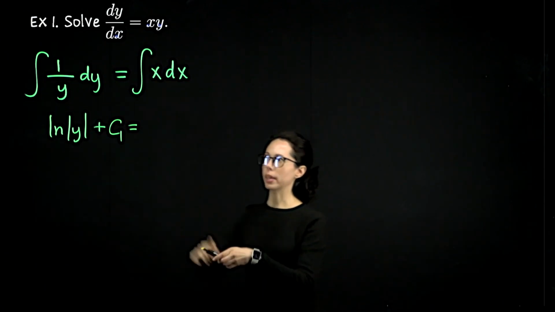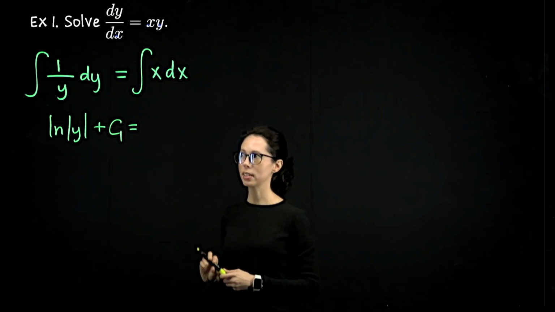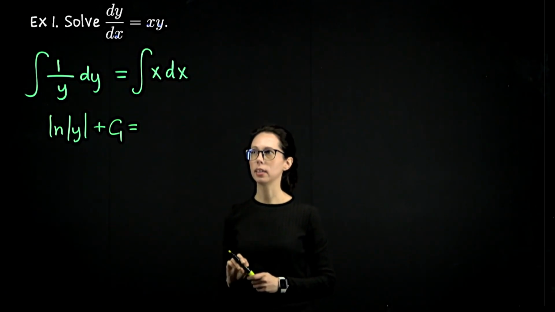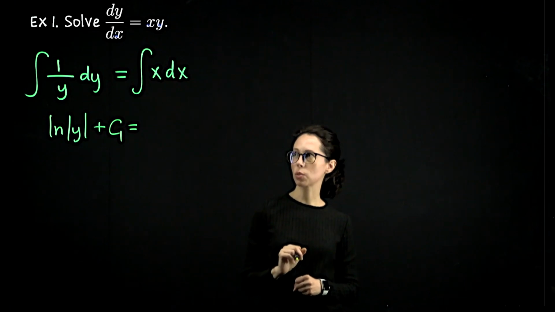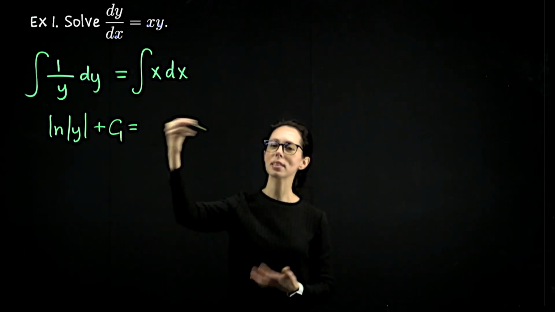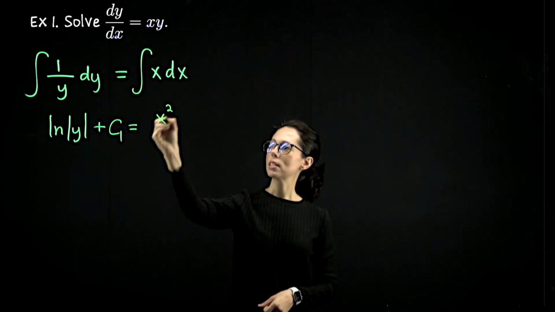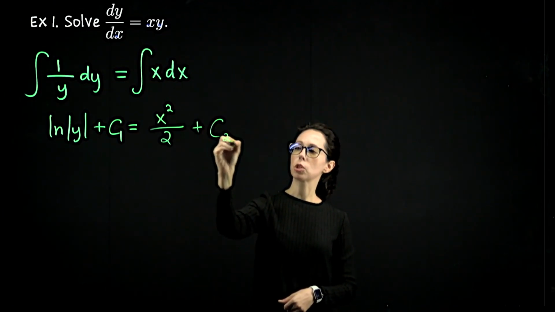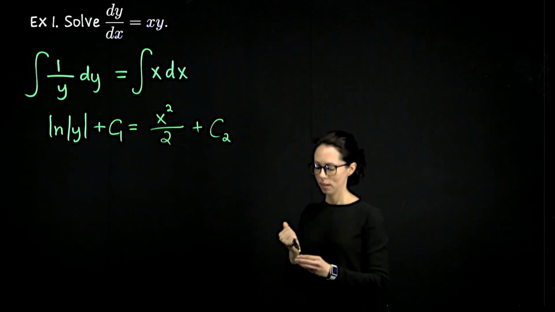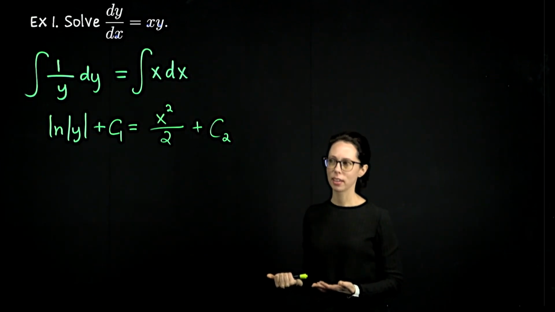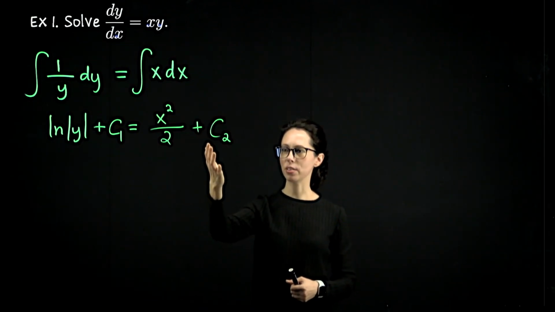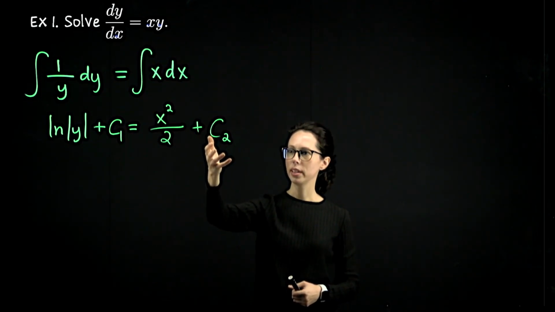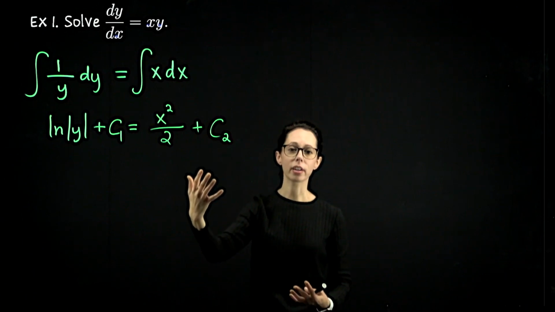C1 is the constant I'm picking up right now when I integrate 1 over y with respect to y. On the other hand, when I take the antiderivative of x with respect to x, it's x squared over 2 plus another constant. And just to say that's another constant, I'm going to denote that with C subscript 2. Okay, but here's the thing: there's a constant on the left, a constant on the right. I would then subtract C1 from C2. C2 minus C1 is just another constant.